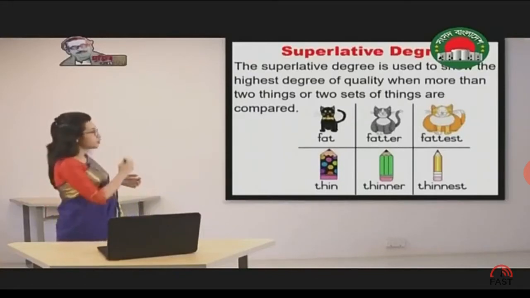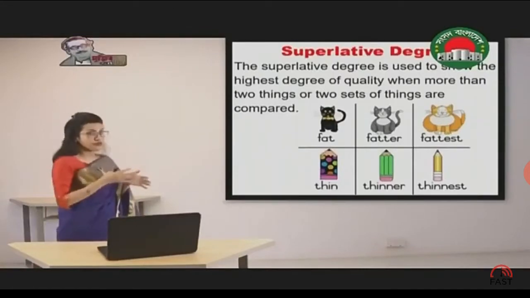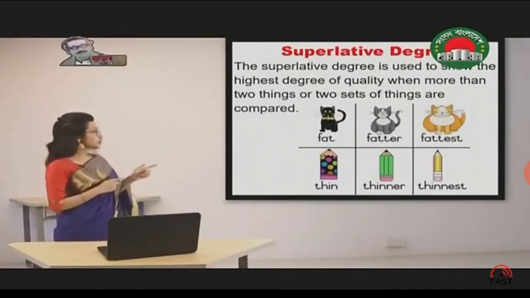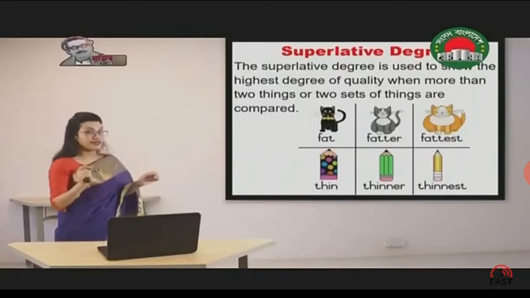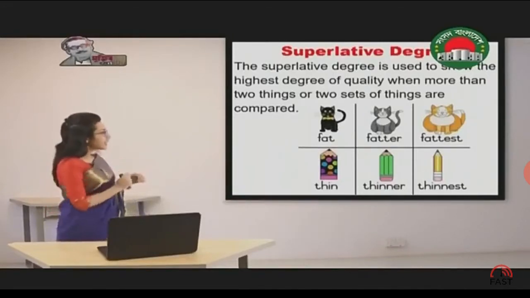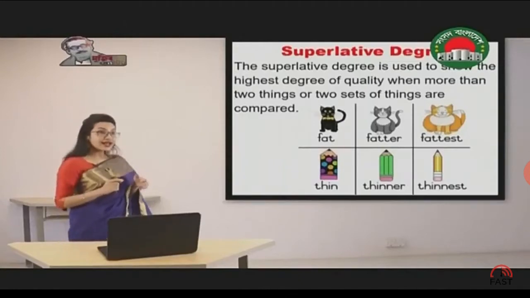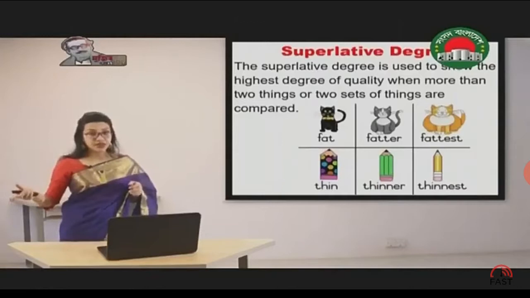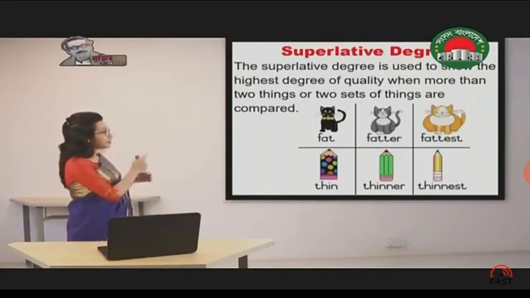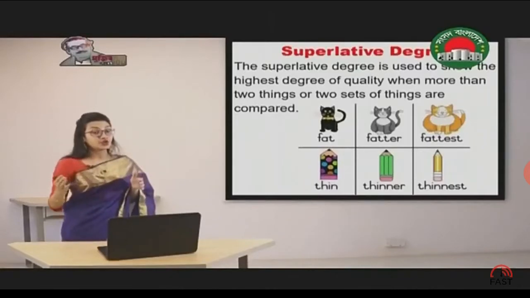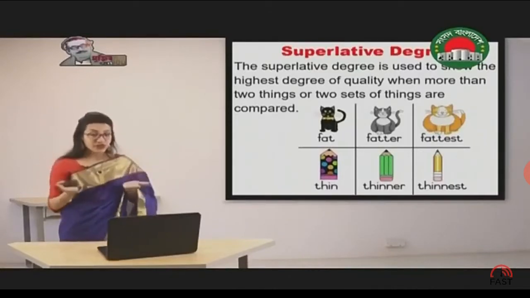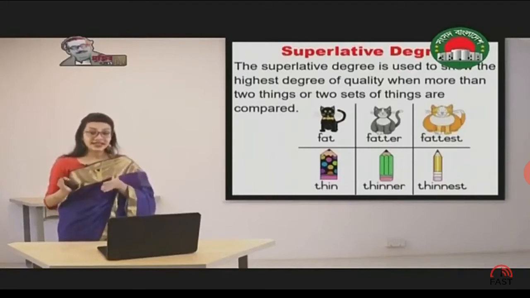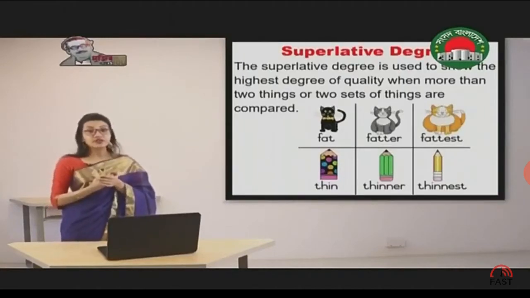For example, in the picture, we can see that there are 3 cats. The first one, the black one, has been labeled as fat. The second one is fatter, and the golden cat is labeled as the fattest. So here this cat has been compared with the other 2, and among 3 of them, he is the fattest. For that reason, we have used the superlative degree fattest here.